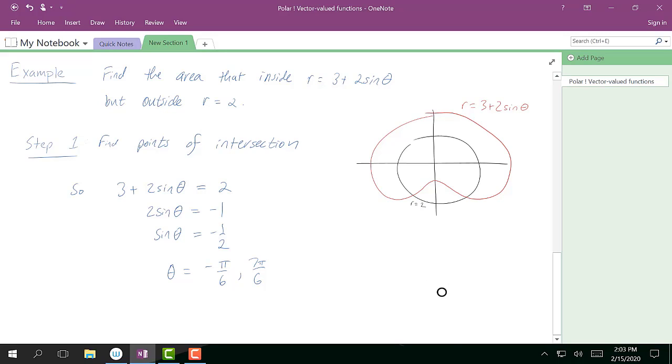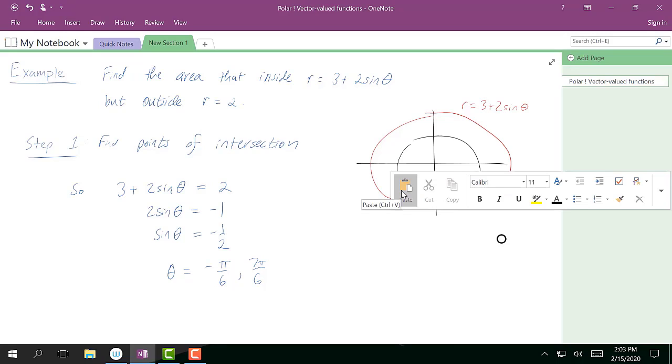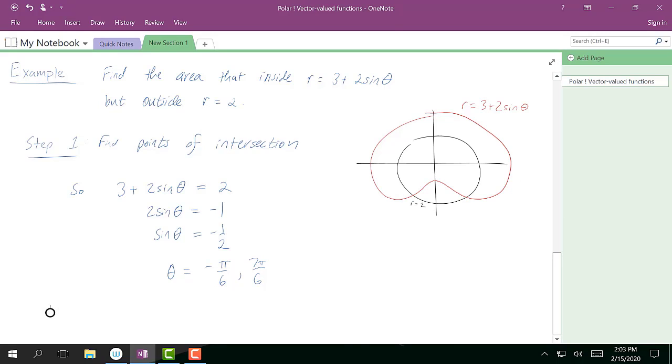And so let's go back to the statement of the example. This is find the area that is inside r equals 3 plus 2 sine of theta, but outside of r equals 2. If we're outside of the circle r equals 2, we're going to be somewhere in here, because we're outside of the circle, but still inside of the red figure. Not the best shading, but you kind of get the picture. And again, we're going to exploit symmetry here, since this is symmetric about this line that I'm drawing.